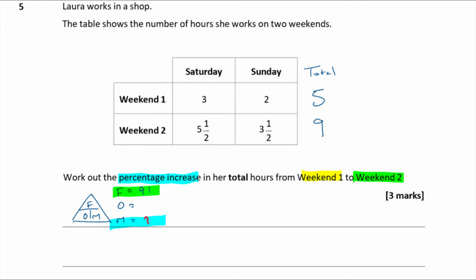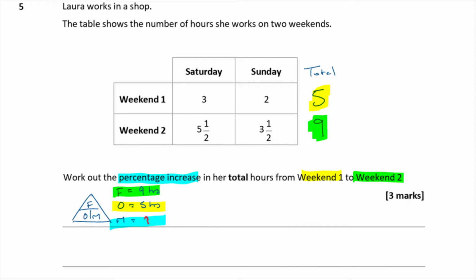So that's 9 hours. Okay, and then the original was the original amount of hours, and that is the amount for week 1, which is 5 then, isn't it? So that's going to be 5 hours. Okay, and the 9 was the green one, wasn't it? Okay, so now I know the final and the original, I can then easily find the multiplier.